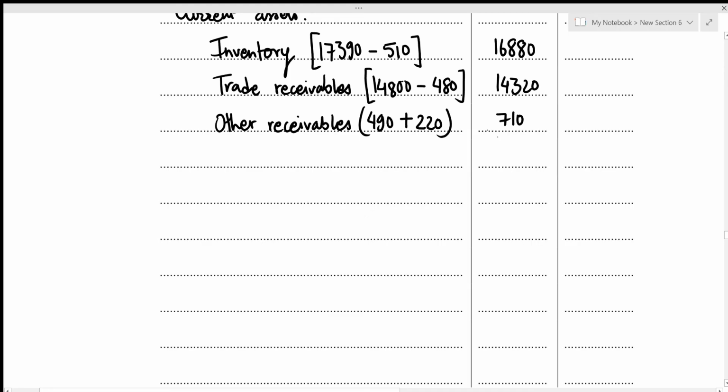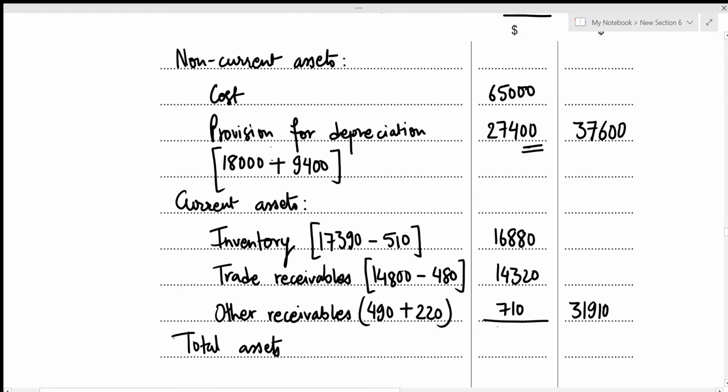Now we can find the total for the current assets by adding these three values. So that's going to be 16,880 plus 14,320 plus 710, which gives the total current assets value to be 31,910. Now we can find the value for the total assets. In order to do so, we add the value for the non-current assets and the value for the current assets. So that's 37,600 plus 31,910. This gives the total of 69,510. Now we move to the capital and liabilities section.